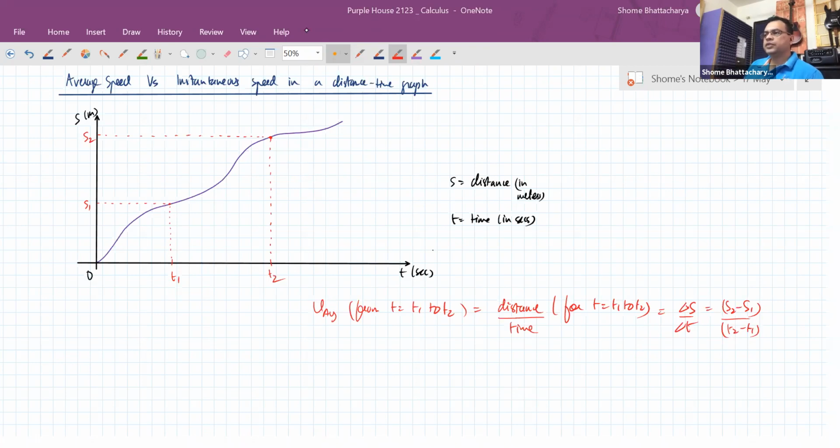Yes, sir. Okay. So you can see in the graph over here that if I just extend this line, then this quantity over here is actually my delta T. It is the time interval T2 minus T1. And this quantity is nothing but my distance traveled during that time interval. It is delta S, which is S2 minus S1. So this is how I calculate it from the graph. Okay, this is my average speed.